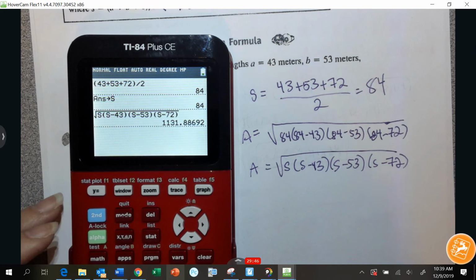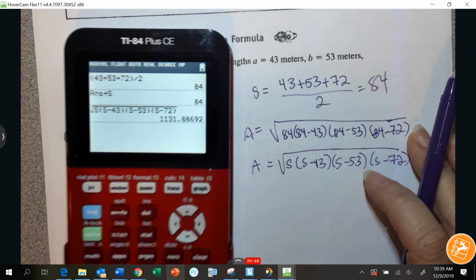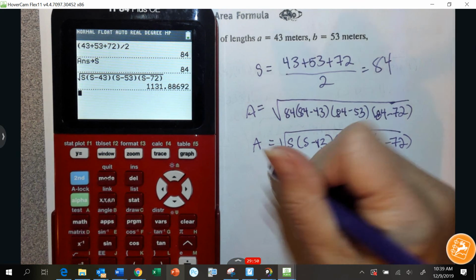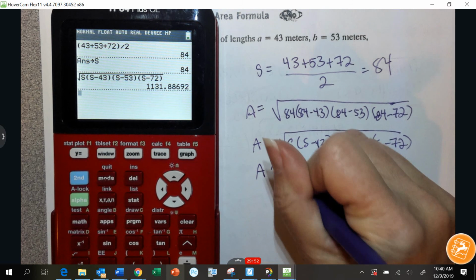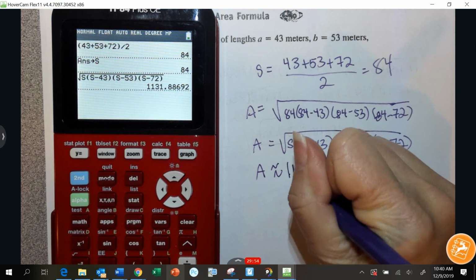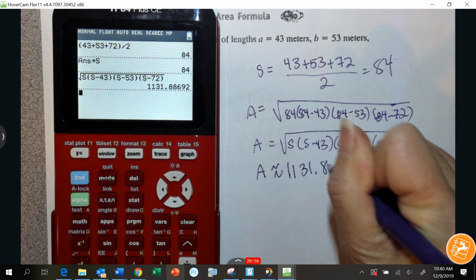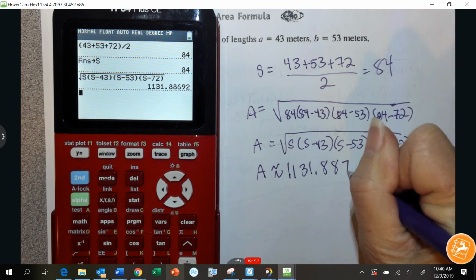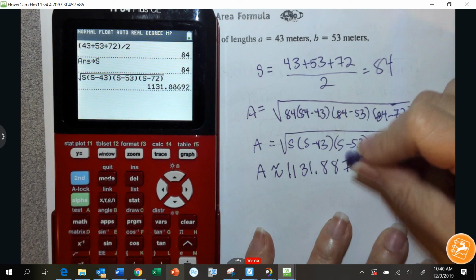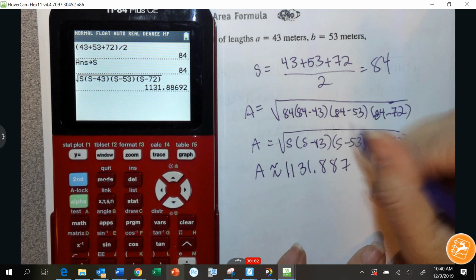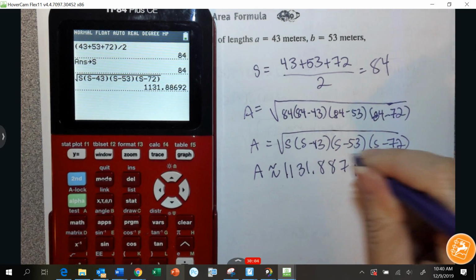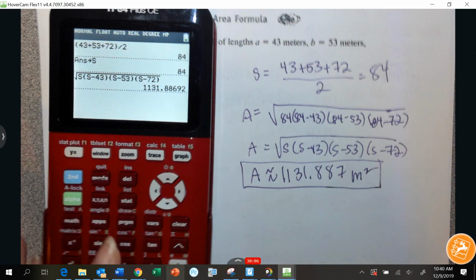Did we get the same area? See, I have to check with you guys because I just type things wrong sometimes. And then what would be our, oops, it's not degrees. What would be our units? Meters squared, right. All right.